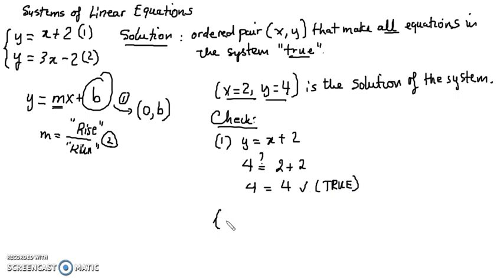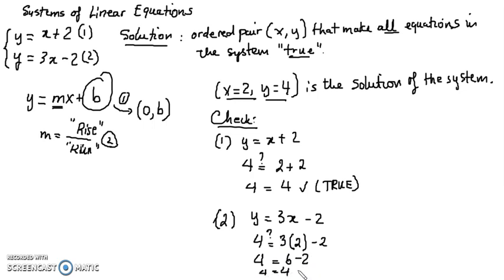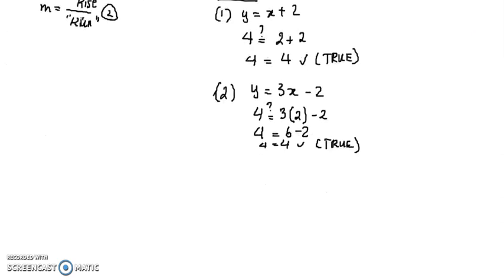Now let's check for equation 2. We have y equal to 3x minus 2. So y, again, is 4 equal to 3 times x, which is 2, minus 2. Again, this is a question mark because I want to check if this is equal or not. And again, 4 equal to 6 minus 2, which is 4 equal to 4. All right, this is true. So I can conclude definitely that x equal to 2, y equal to 4 is my solution of the system.